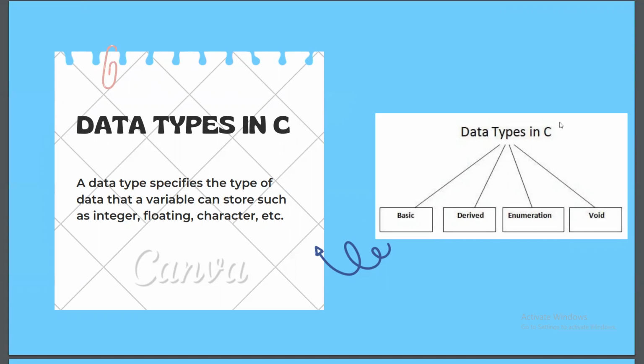So here are the types of data. The first one is basic data, second is derived, third is enumeration, fourth is void. We are going to learn these data types one by one.